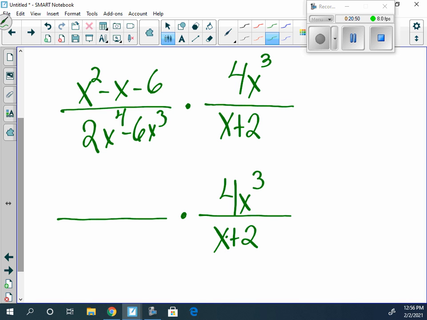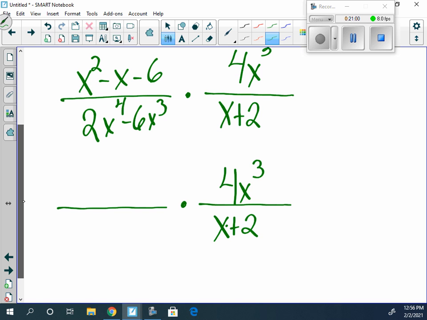Now the denominator is 2x to the fourth minus 6x cubed. It's only two terms, so most likely we only have a greatest common factor between those two. If I look at this, there is a greatest common factor of 2x cubed, because 2 is the greatest common factor between 2 and 6, and x cubed is in common between x to the fourth and x to the third.